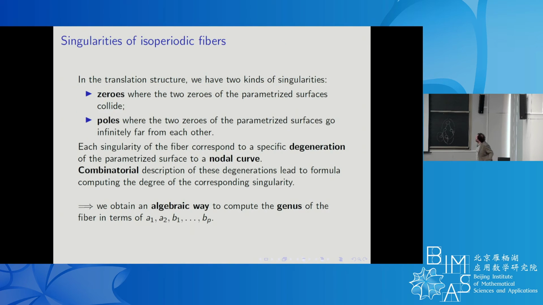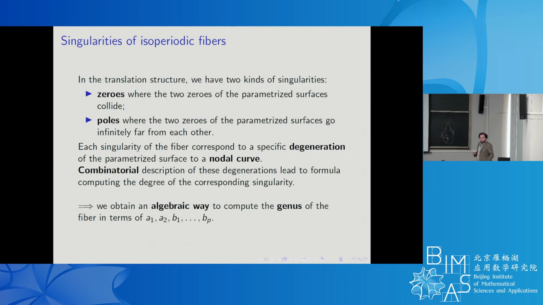So in a translation structure, we have two kinds of singularities, zeros and poles. And since our isoresidual fiber parametrizes translation surfaces, where the degree of freedom is the period of the arc between 2 zeros, you have two possible degenerations. Either the 2 zeros collide or they go infinitely far from each other. In one case, the fiber develops a zero, a conical singularity. In the other case, it develops a pole.